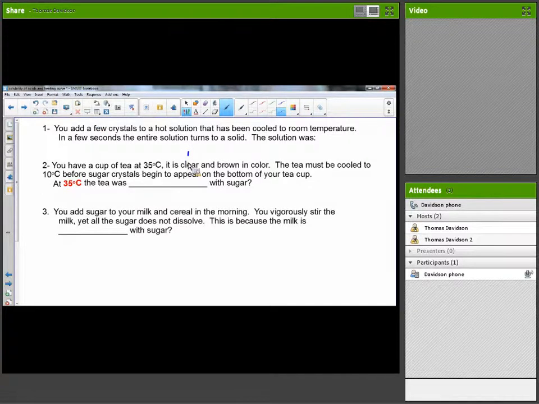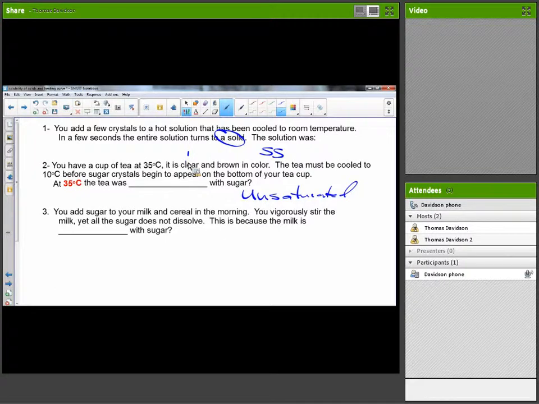What's the key word to number 1? Turns to a solid, which means this was supersaturated. All right, number 2, most missed question on the whole test. You have a cup of tea at 35. It's clear and brown in color. The tea must be cooled to 10 before the sugar crystals begin to appear on the bottom of your teacup. At 35, the tea was? It's unsaturated. Good.